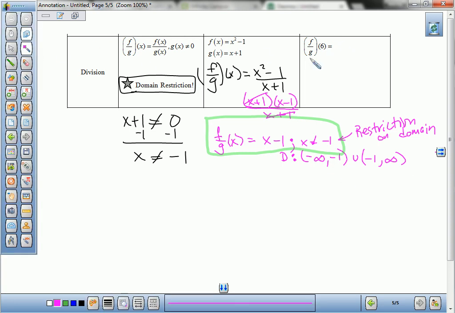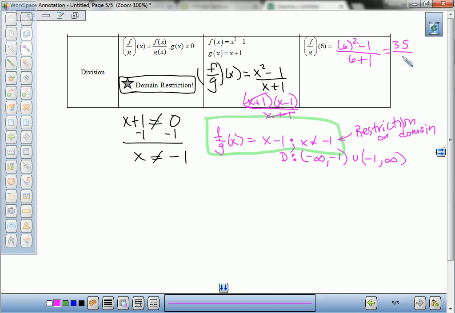All right. Now let's actually do the evaluation of the quotient at an x value of 6. So all we have to do is plug in 6. Whether we plug in 6 here, here, or here, we're going to get the same thing. Let's prove it. Let's plug it in here first. So if we plugged it into x squared minus 1 over x plus 1, this is 36 minus 1, which is 35. And 35 divided by 7 is 5.